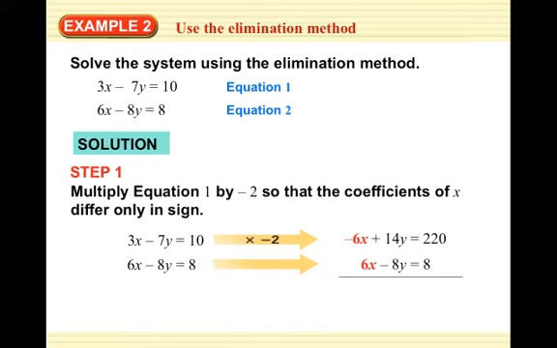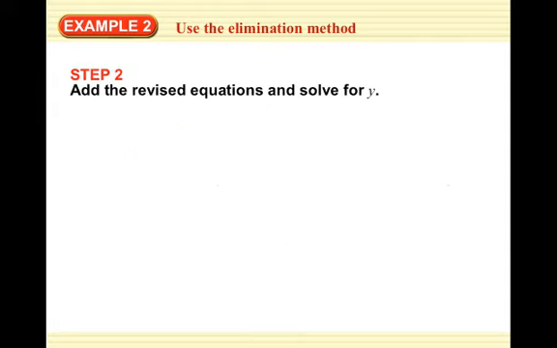Well, the negative 6x plus 6x are going to zero out. 14y minus 8y is 6y. And then negative 20, not 220, negative 20 plus 8 is negative 12. We're going to divide both sides by 6, and we get y equals negative 2.